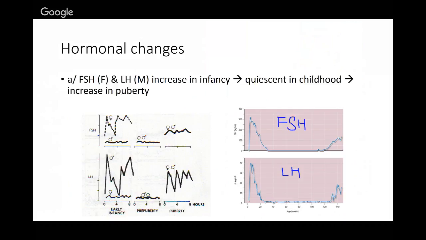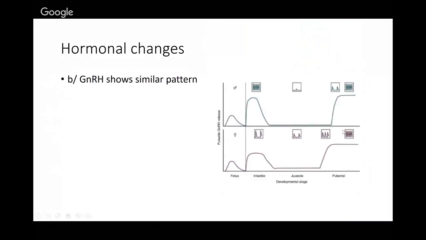So you know that with FSH and LH, when you are just born, so when you're in infancy, you have a really high amount of FSH and LH, and then they sort of go down again. And when you reach puberty, then it starts to increase again. And it's the same pattern with GnRH, because FSH and LH are controlled by GnRH.